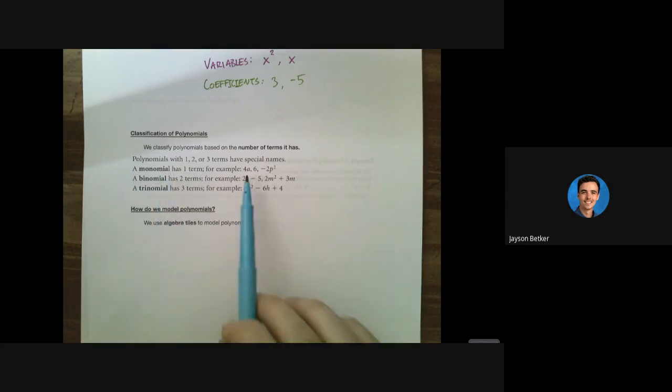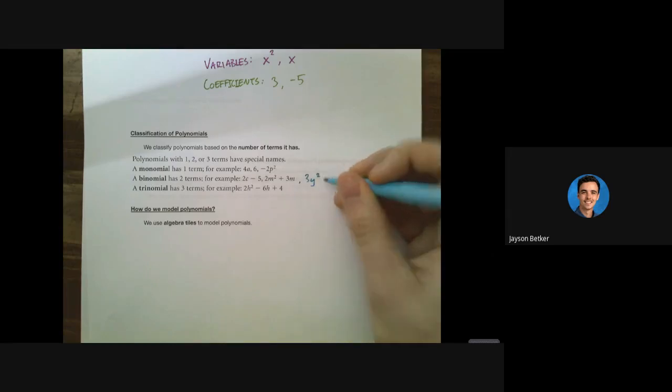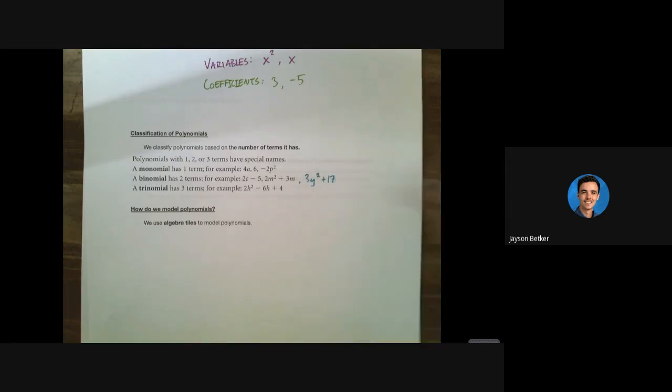1 means mono. Mono means 1. So a monomial has 1 term only. For example, 4a or 6 or negative 2p squared, okay? But it's just 1 term. A binomial has 2 terms. So something that looks like 2c minus 5 or 2m squared plus 3m, or it could be 3y squared plus 17. As long as it's just got 2 terms, it doesn't matter.